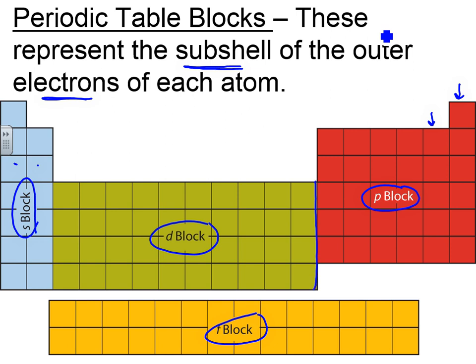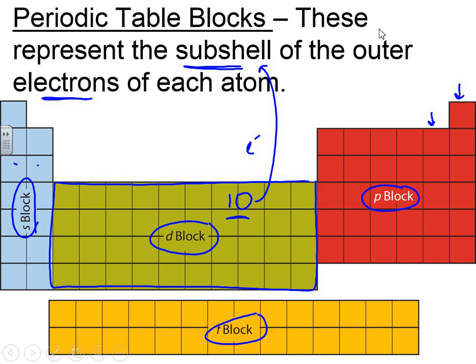Now, the D block has a certain number of elements in it. If you count, you'll count 10 elements. And this will refer to the 10 electrons in the D subshell. There are 10 electrons in the D subshell. And you can count the rest of the blocks, how many elements wide they are. So the periodic table actually shows you a lot more than just the elements arranged. It shows you in this case, for example, the electronic structure of the atom.